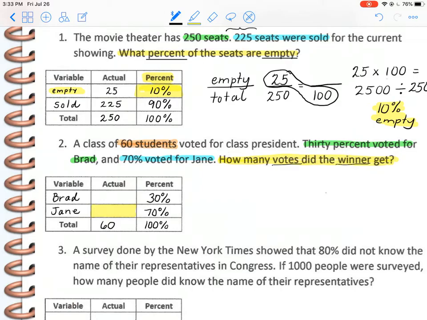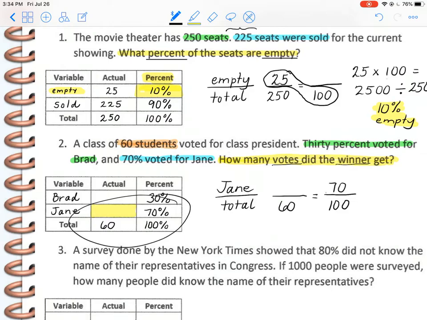And if you look right here, you have the proportion that you need. Okay, but I'll move it over here and we'll set it up. We're looking for Jane's votes out of total votes. And we don't know how many Jane got, but we know 60 kids voted, or students voted, and we know that Jane was 70% out of the 100. So there is the proportion that I'm solving.